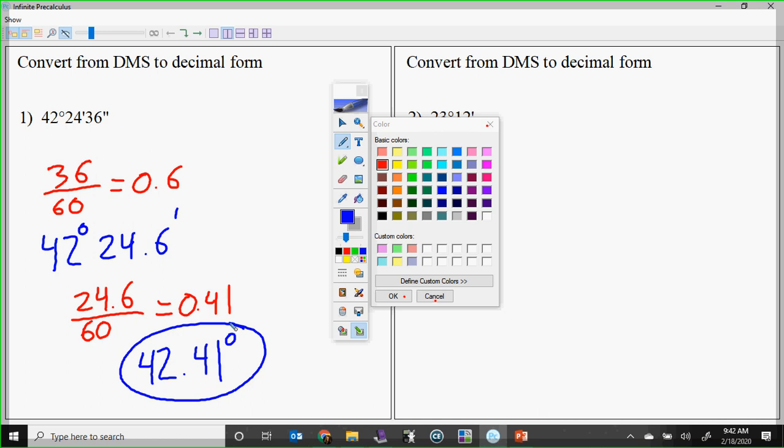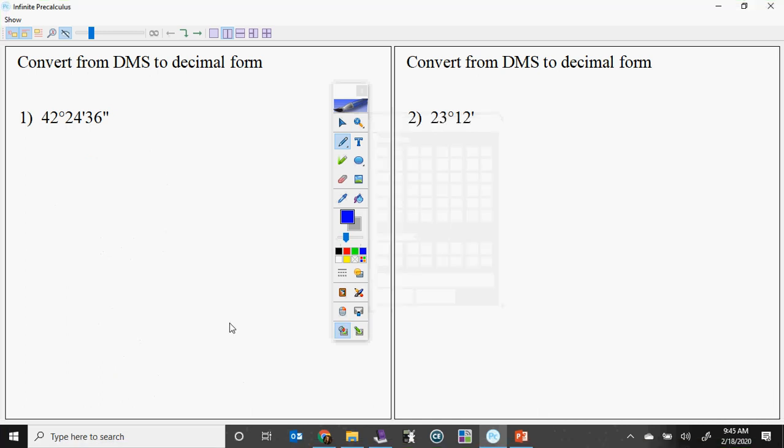All right, go ahead and try number 2. For this one, you don't have any seconds, which is okay, so you're just going to divide the minutes. So go ahead and pause the video, try it, and I'll put the answer on the board. Okay, so you should have done 12 divided by 60 and got 0.2, so your answer is 23.2.